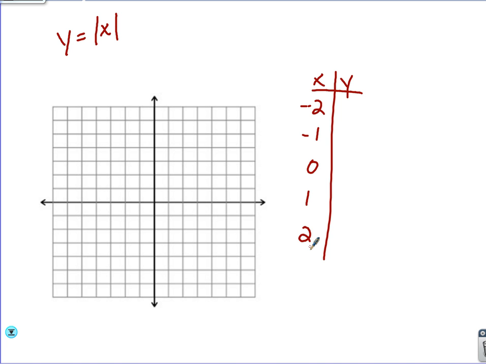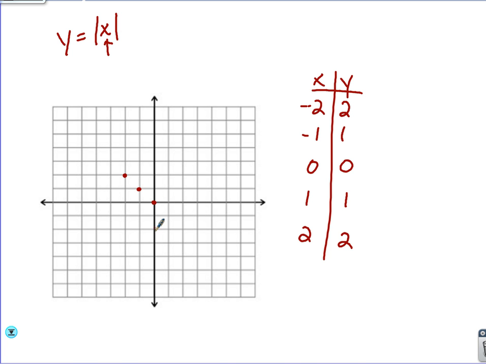And this is going to be pretty easy to plug in. We take out x, we put in -2, y equals the absolute value of -2, and I told you that simply makes it positive. Absolute value of -1 is +1, absolute value of 0 is 0. +1, we leave it positive, +2, we leave it positive. When we plug in -2, we got +2. When we plug in -1, we got +1. Plug in 0, we got 0.